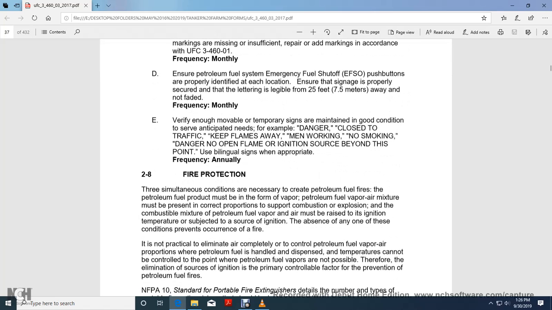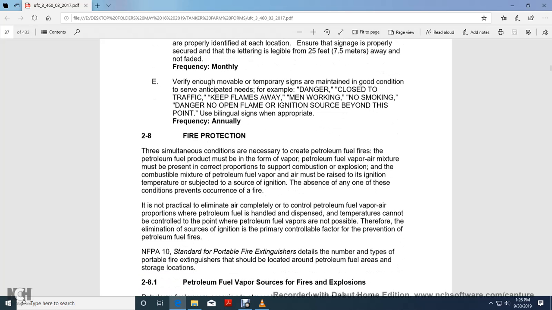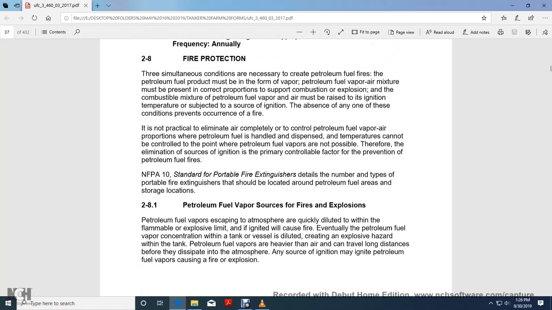Verify that temporary signs are maintained in good condition and serve the anticipated purpose, for example: danger, closed to traffic, keep flames away, men working, no smoking, danger no open flames, ignition sources beyond this point, and biological signage where appropriate. Frequency: annually.